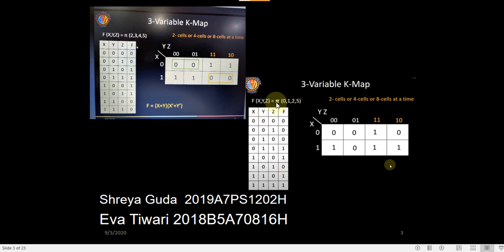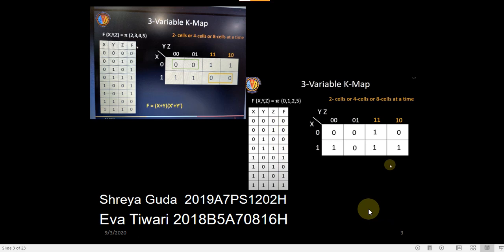Here it is correct. Like f(x) is equal to, here max terms are given as 0, 1, 2, 5, so for 0, 1, 2 and 5 we have written 0 here. Thank you Shreya and Eva. For all of you also, just be careful. There is an error here, so when you study, make that amendment. This is min term, small m, so 2, 3, 4, 5 will be 1, rest will be 0. Here it is max term, so this is the correct notation: wherever you have max terms written, there will be zeros here.